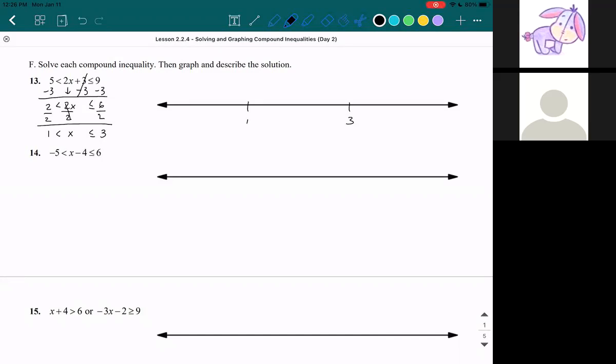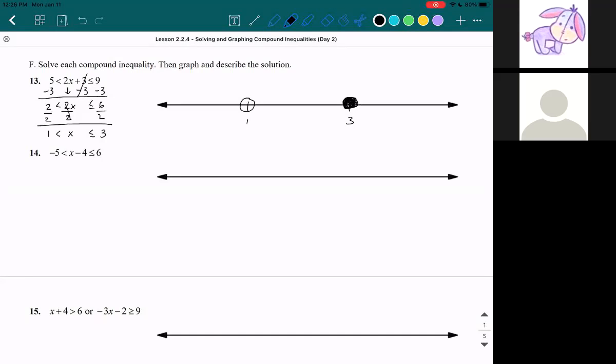It says 1 is less than x, so I'm going to put an empty circle at the 1, empty because there is no equal to line. And then we have less than or equal to 3. There is an equal to over here, so I'm going to put a filled circle like that. And x is in between.